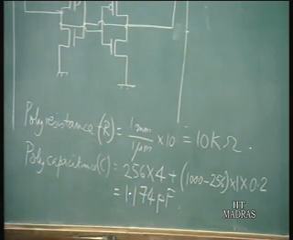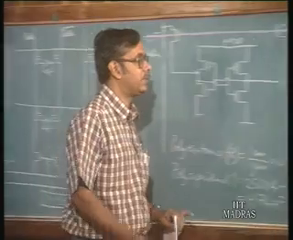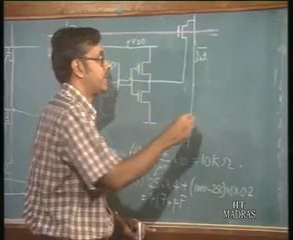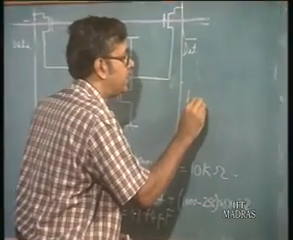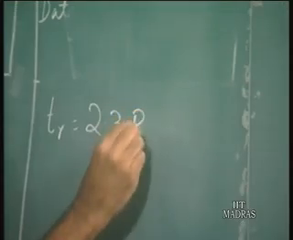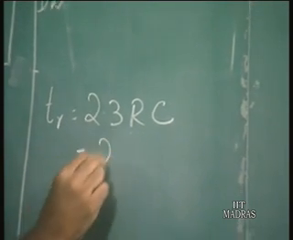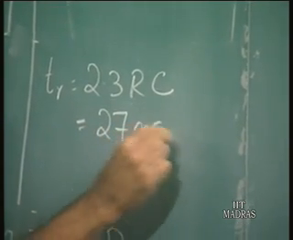So, the estimated rise time, if you consider just an RC type of network, that is the time required to rise up to 90% of the final value, is given by 2.3 RC. If you take this R and C, this works out to be 27 nanoseconds.